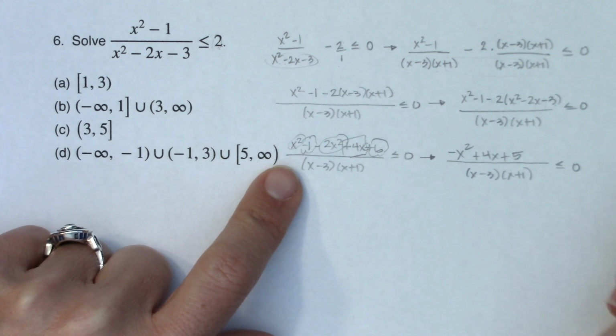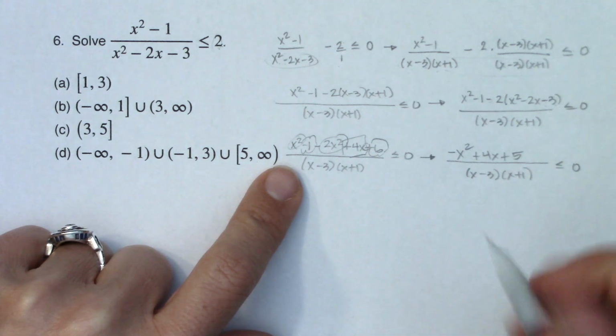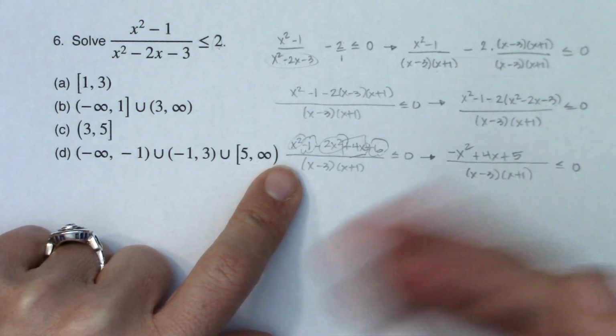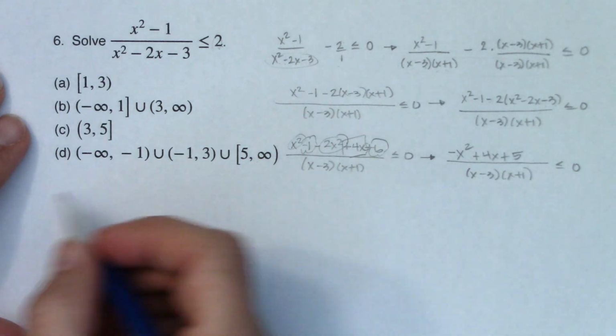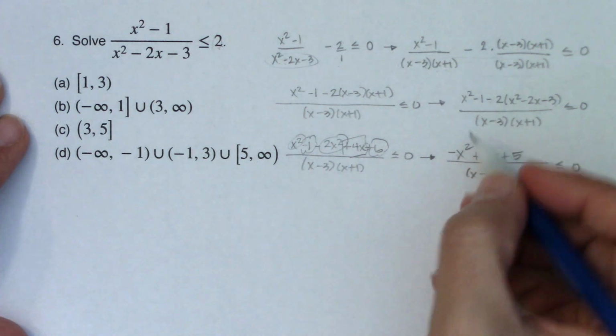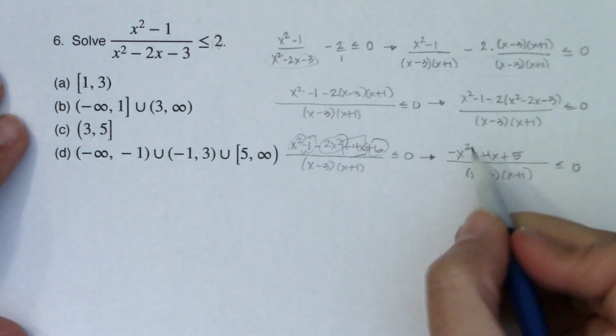All right. Now for me personally, I don't like having a lead negative. So I'm going to factor that out. And for space's sake, I'm going to move that over here. So I'm going to start this mess here. So I'm going to factor the negative out of the numerator.